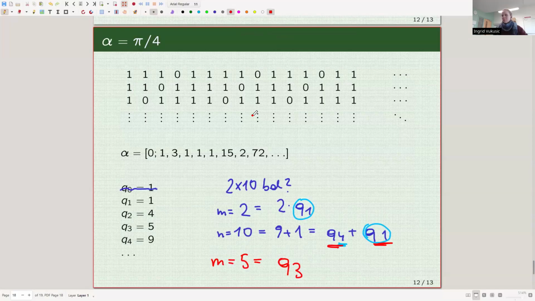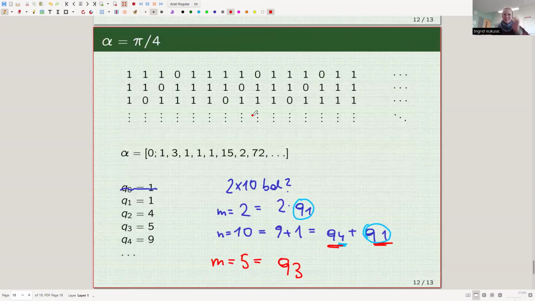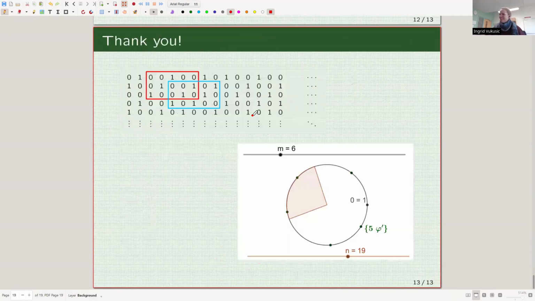And right, but Q3 and Q4 have distinct parities. Okay, and there was a reason behind this example. 3 and 4 have different parities, and so we are in none of the balanced cases in the theorem, and therefore we know that we are not balanced. Okay, thank you very much. And that's now all I wanted to say. Thank you very much.